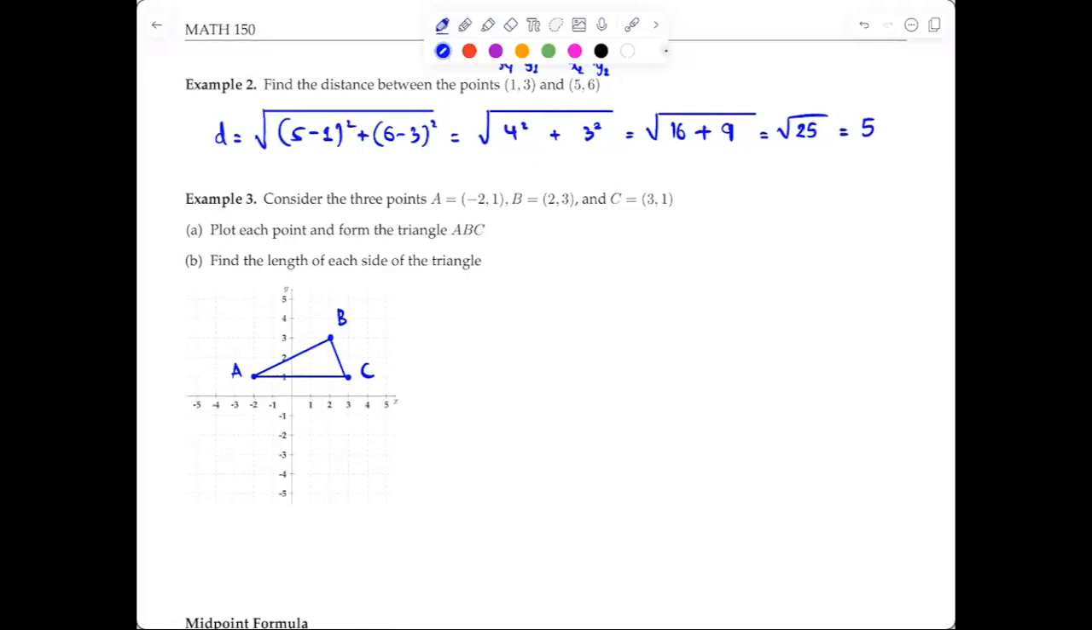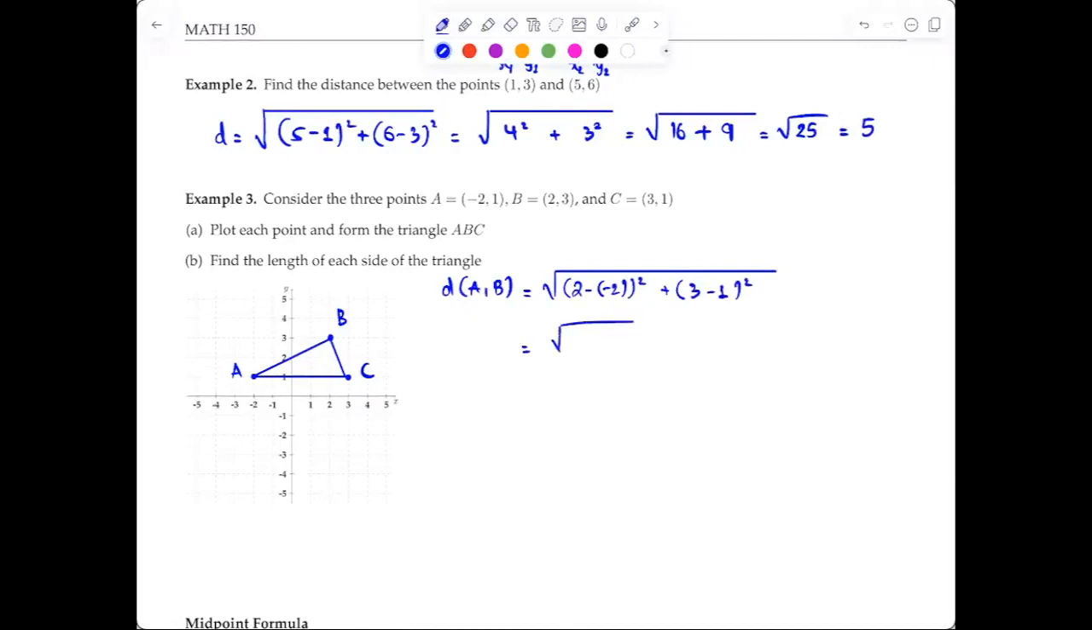Now the next one is to find the length of each side of the triangle. You find the length simply with the distance between A and B, distance between B and C, and distance between A and C. All right, so let me do the distance between A and B. It's going to be the square root of 2 minus negative 2 square plus 3 minus 1 square.